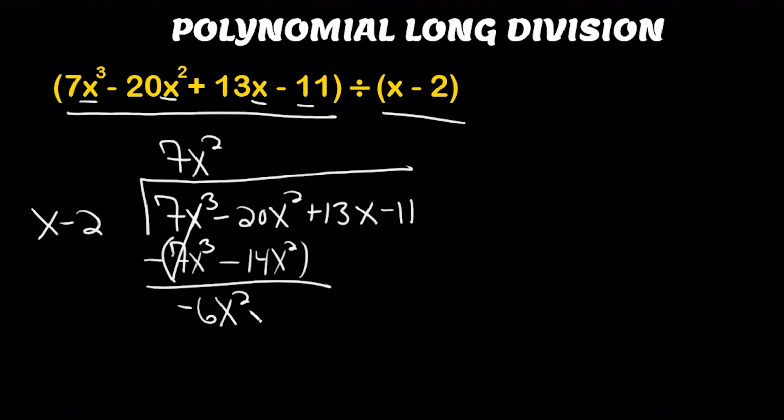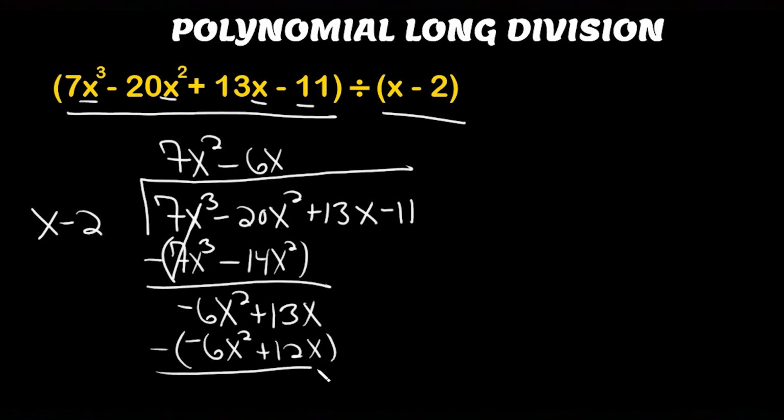So I'm going to bring down plus 13x. And then again, I want to match this first term, and then I go from there. So how do I match it? Well, I need a negative 6. I also need an x. Negative 6x, right? When I do that, I get negative 6x squared, and then I get plus 12x. Put it in parentheses, negative on the outside, and then you do the operation, okay?